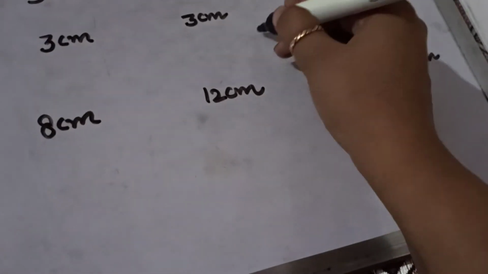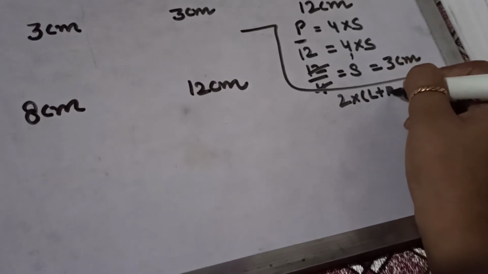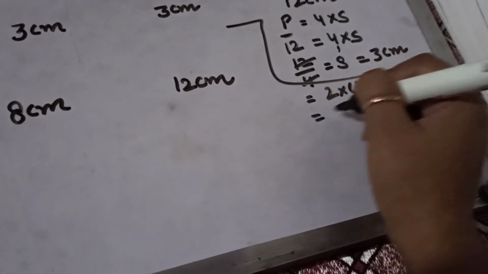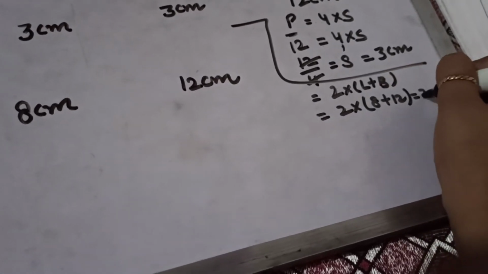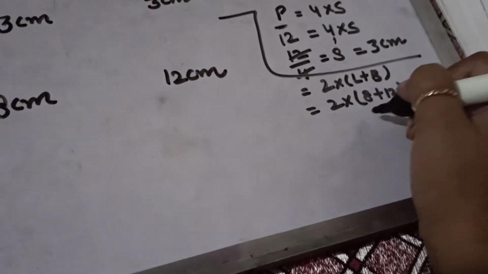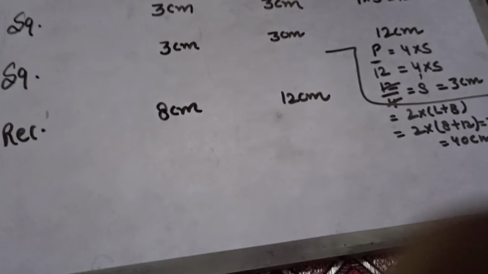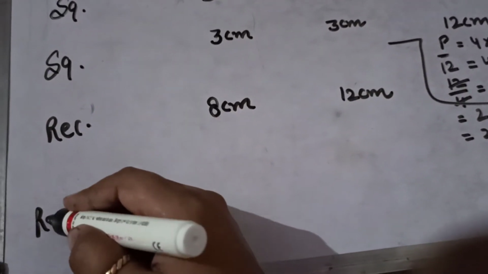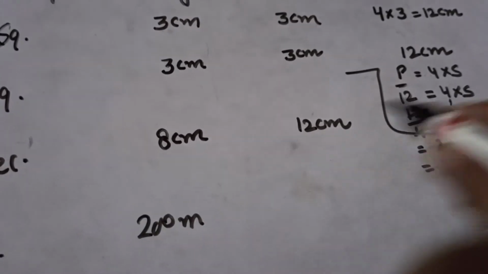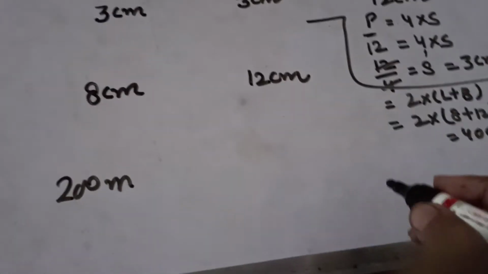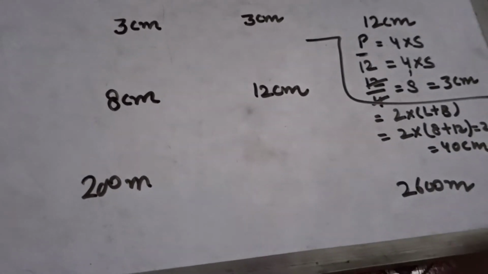Now for rectangle, the perimeter equals to 2 multiply length plus breadth, right? So 2 multiply 8 plus 12, that is 2 multiply 20 and it is equals to 40 centimeter, right? After that, the next one, length 200 meter and perimeter is 2600 meter. You have to find the breadth.